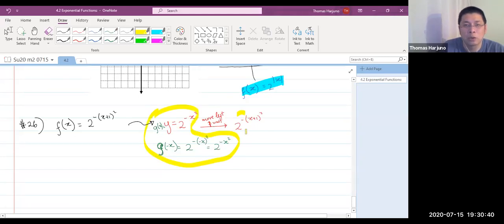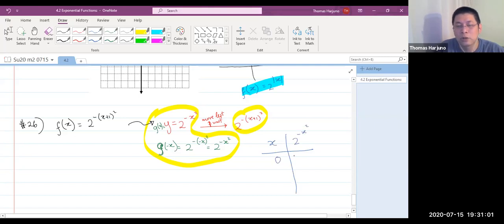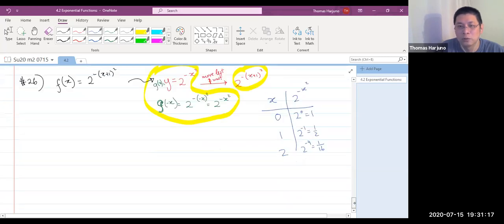Now then, what do we do? After that, we move the whole graph to the left 1 unit. So here's what I will do: I'll do the table for 2 to the negative x squared. When x equals 0, this is 2 to the 0, that's 1. When x equals 1, this is 2 to the negative 1, that's 1/2. And this is 2 to the negative 4, that's 1/16. Oh, that's very small, right?